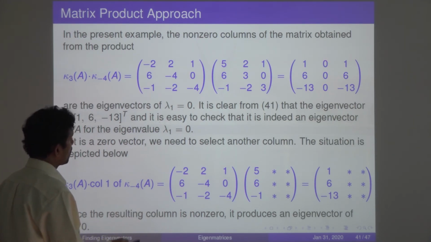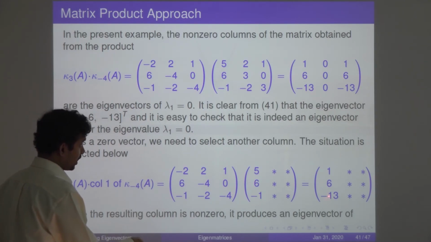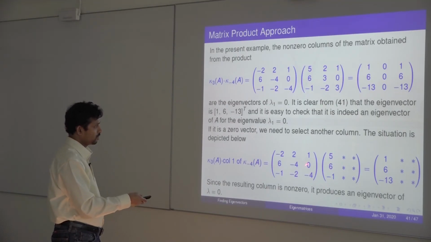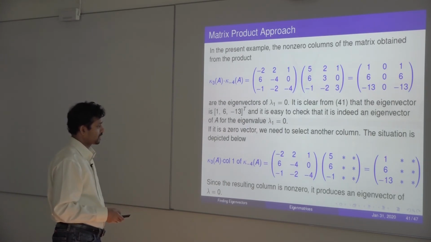Okay, it's going to be a trial and error situation because, for example, if you pick column 2, it's going to be 0. So you have to pick something else. So just pick the first one and then multiply. In this case, I just pick the first column, and when you multiply, you get something non-zero. Excellent. And that's going to be the eigenvector.